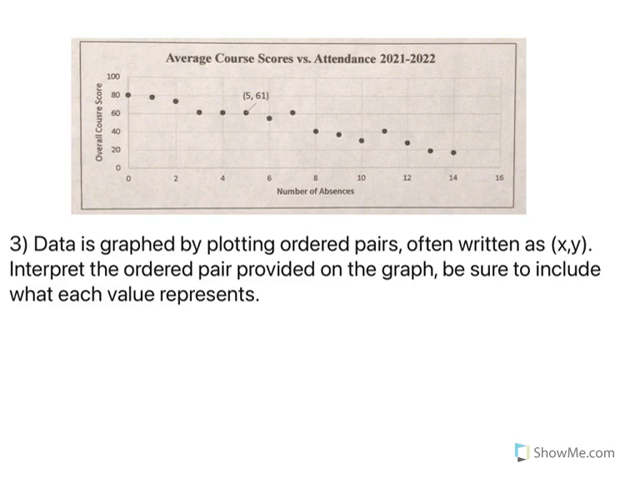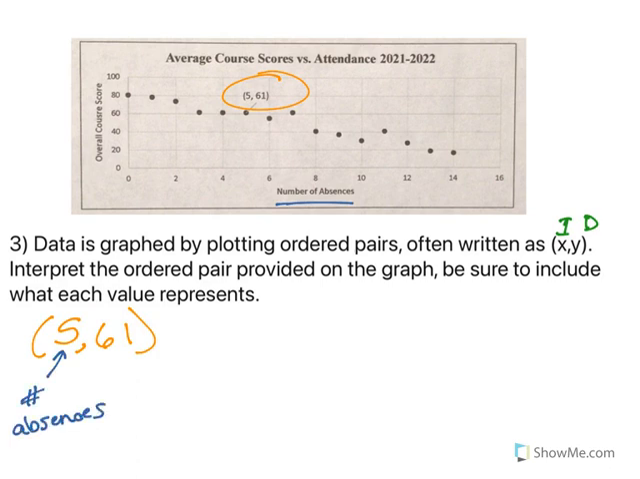Number 3, data is graphed by plotting ordered pairs, often written as (x, y). So they have the independent variable first and the dependent variable second. Let's interpret the ordered pair provided on the graph. Be sure to include what each value represents. We see the ordered pair given is (5, 61). The x, remember, is the number of absences. So this ordered pair tells us there are 5 absences. And the y value is 61. That means the overall course score is 61.